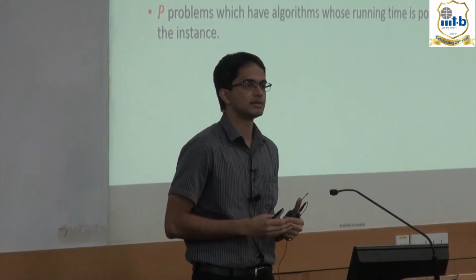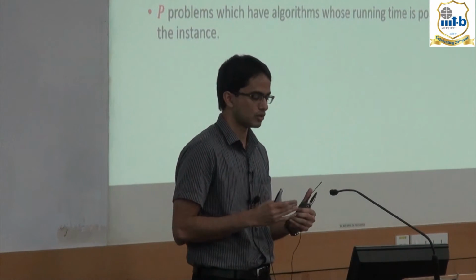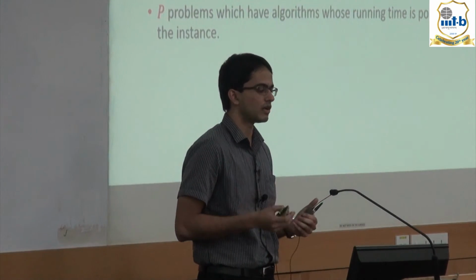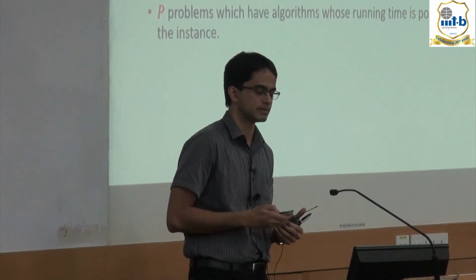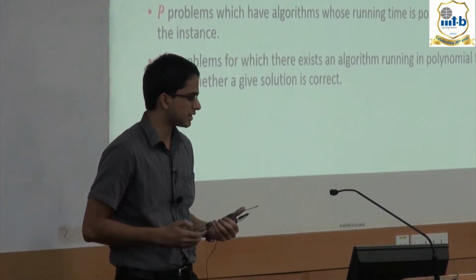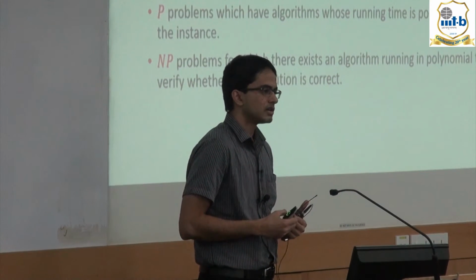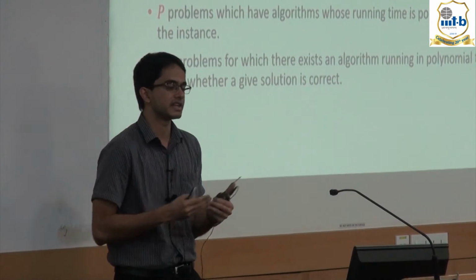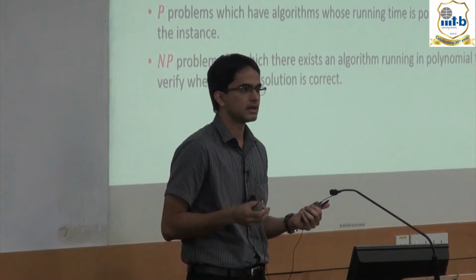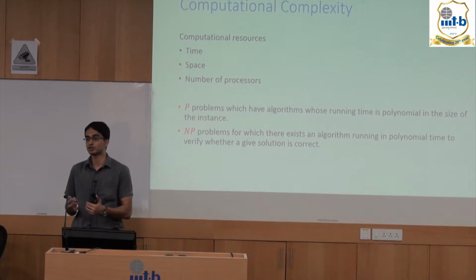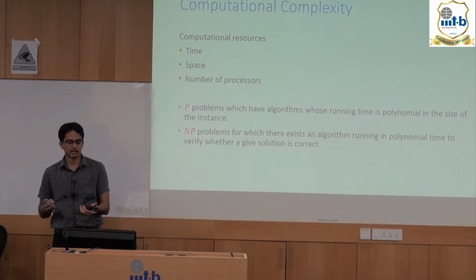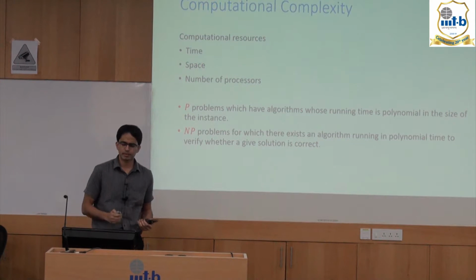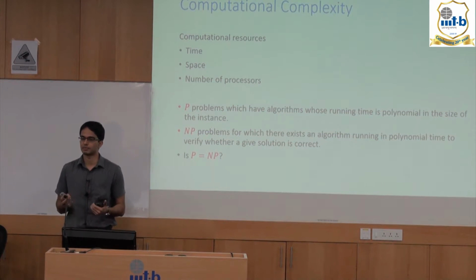Okay? So we'll say that an algorithm is efficient if it runs in time which is polynomial in the size of the input instance. Okay? So P is the class of all such problems which have a polynomial time algorithm. And there's also another class of problems known as NP, which are the class of problems for which there is an algorithm to verify whether a given solution is correct. So it's a little different from P because we are not solving the problem, but if you are given a solution, in this class we want to ask, can you verify in polynomial time whether the solution is correct? And one of the biggest open questions in theoretical computer science is whether P is equal to NP.